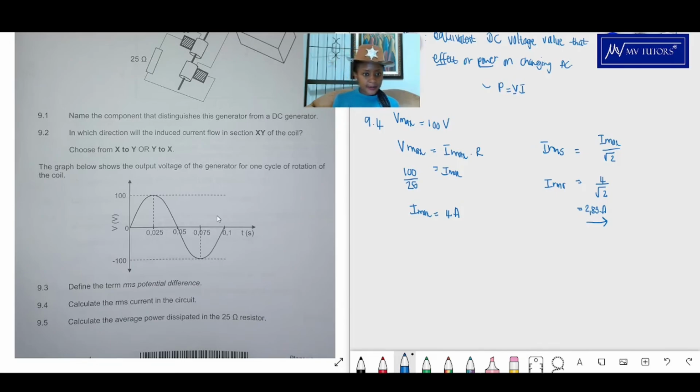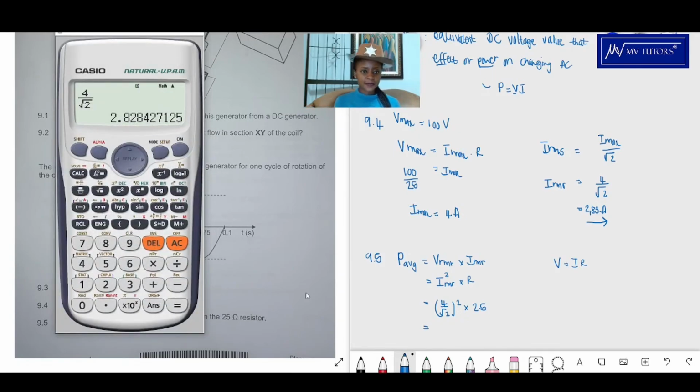All right, what else? 9.5. Calculate the average power dissipated in the 25 ohm resistor. So what is the average power formula? Average power is equal to VRMS multiplied by IRMS. Now VRMS, we need to work that one out, or not even. Remember that V is equal to IR. So you can pretty much say power is I squared RMS multiplied by R. And our I was that 2,83, or you could say 4 over root 2 squared, if you want an answer that is not watered down.